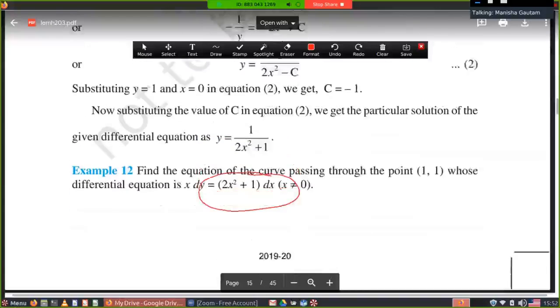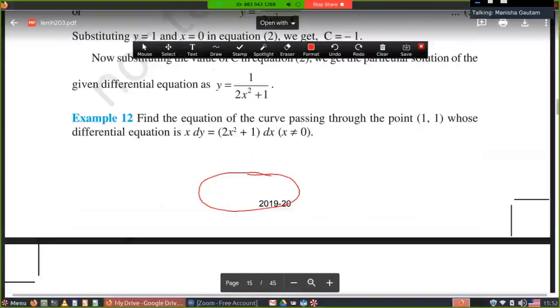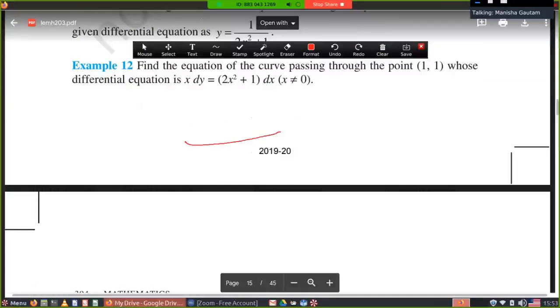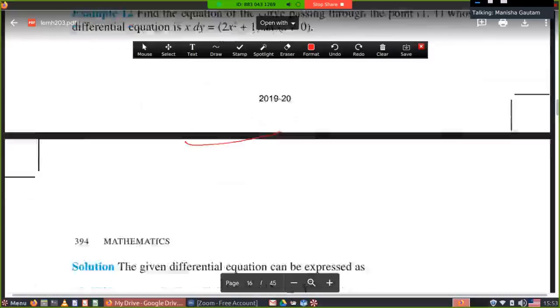Now for example number 12, an equation is given. Find the equation of the curve passing through the point, whose differential equation is given. In your syllabus, when the equation is given to you and you have to find the solution, such types of questions are in your syllabus. When you have to frame the equation and then solve it, that type of question is not in your syllabus. Now here is the question.